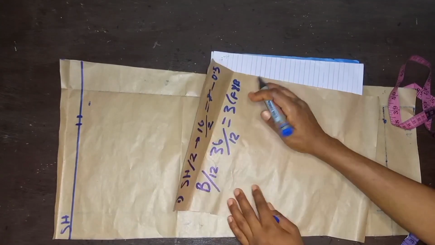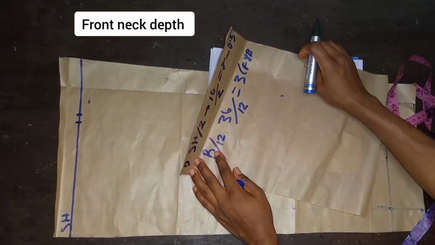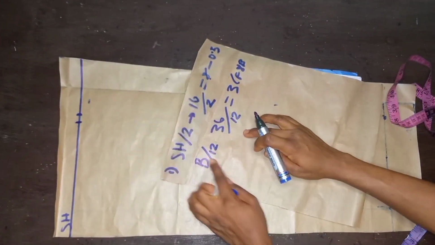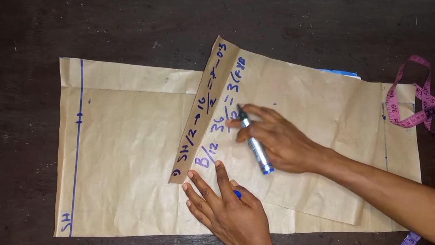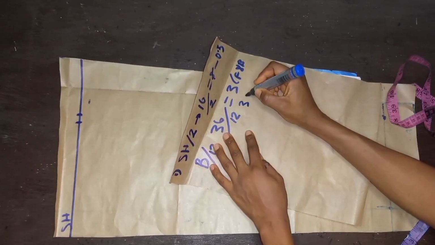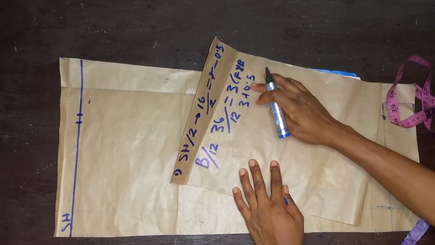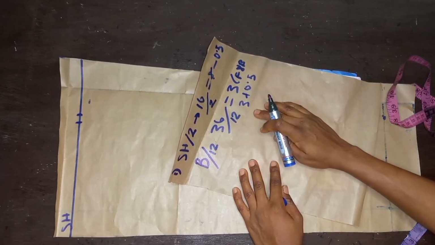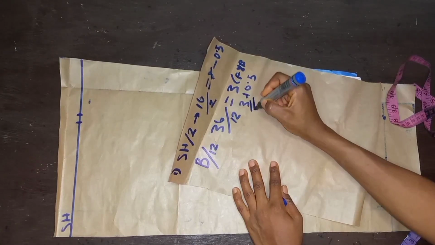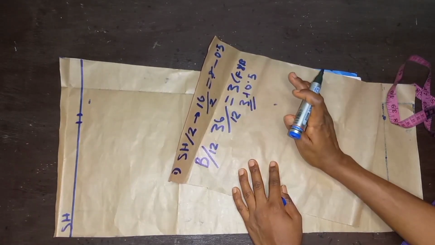This formula is also used for the neck depth, but you add 0.5 inch to whatever you have. So let's say the bust circumference divided by 12 will give me 3 inches. Then I'll add 0.5 inch to the 3 inches. I'll have 3.5. I'm going to use 3.5 inches for the neck depth. Note that this 0.5 inch I added is for ease and is optional. You can choose to use whatever value you get from your formula.